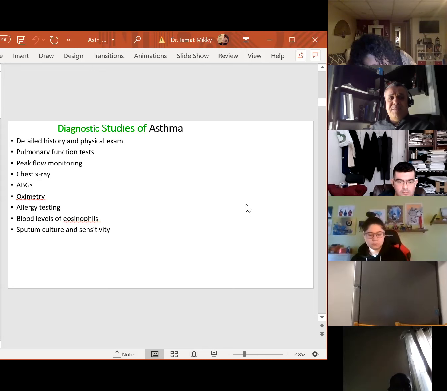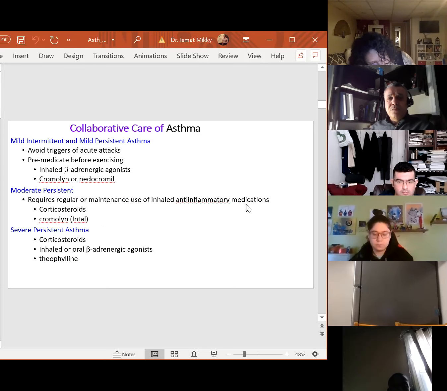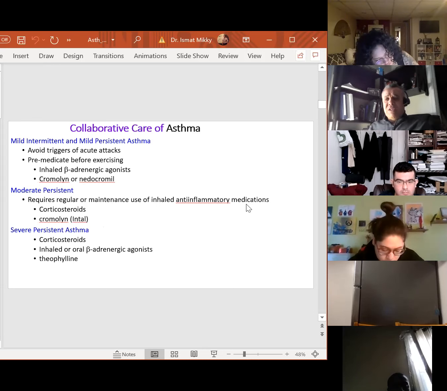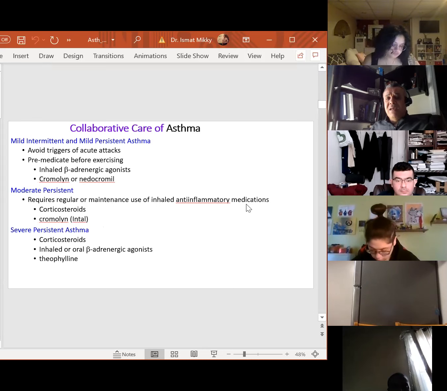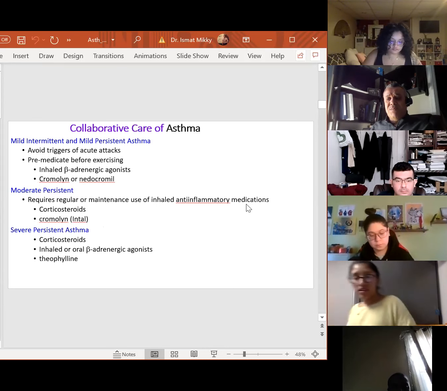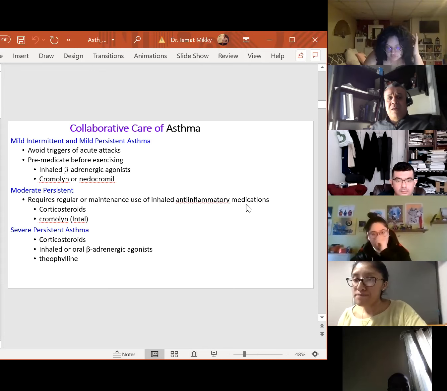Diagnostic tests for asthma. The management, so the collaborative care or management of patients with asthma. In pharmacology, you went over the medications that would be prescribed for patients with asthma, and these are some of the meds. It depends on the level of the asthma attack, whether it is mild versus moderate or severe.